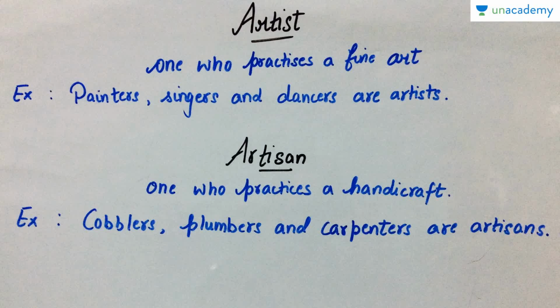The next one is artist and artisan. An artist is one who practices a fine art. For example, painters, singers, dancers, all are artists. They all are considered as artists. And an artisan is one who practices a handicraft. Cobblers, plumbers, and carpenters are artisans.